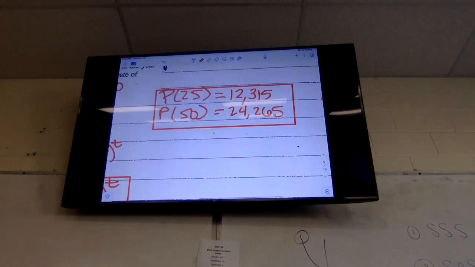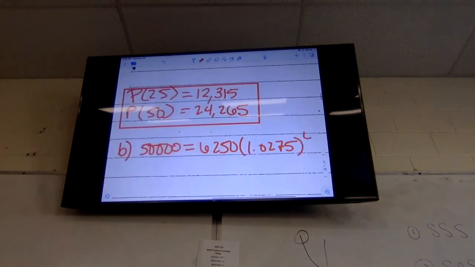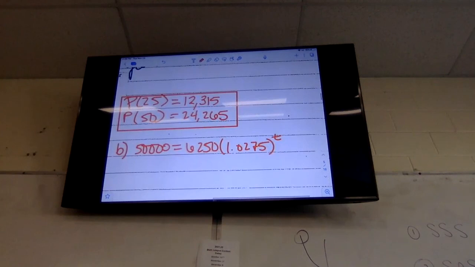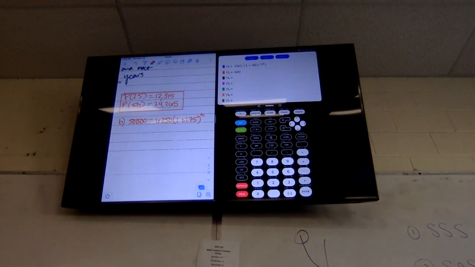The last part, letter B, says predict when the population reaches 50,000. Where does that go? Where would 50,000 go? P of T, good. So we're going to say 50,000 equals this equation: 6,250 times 1.0275 raised to the T. You just plug that into the equation. So we'll plug 25 in for T and plug 50 in for T.